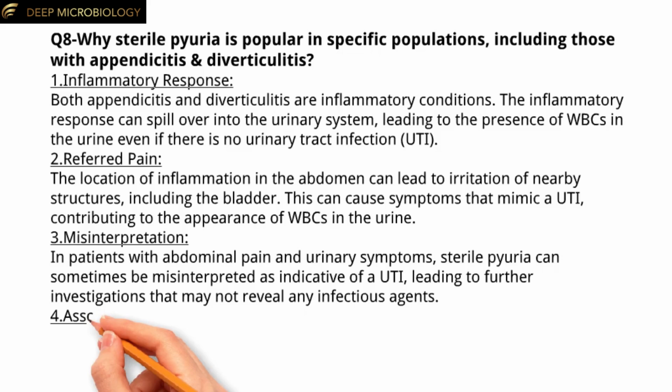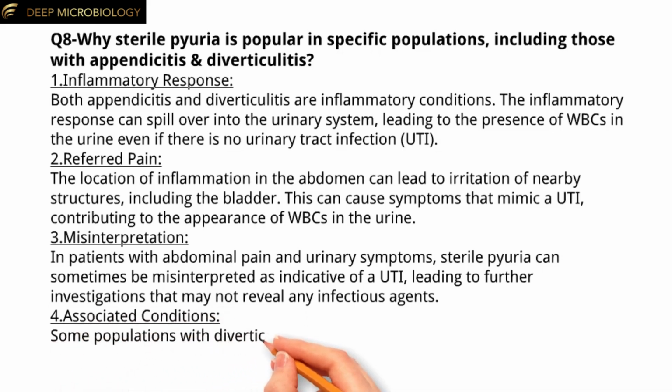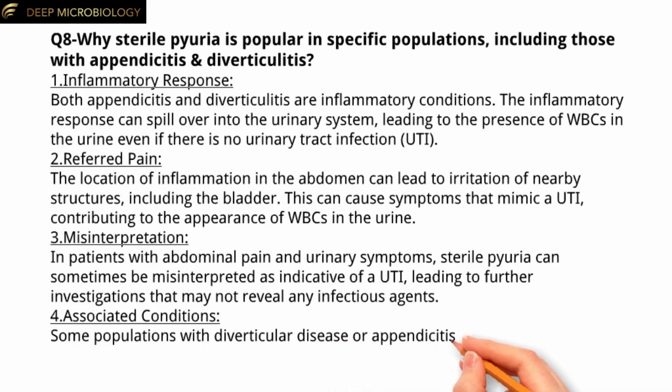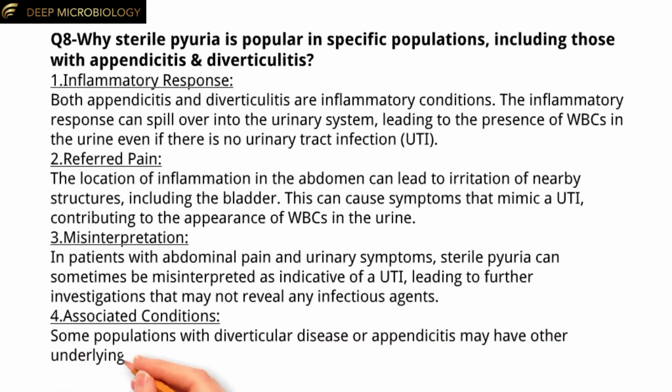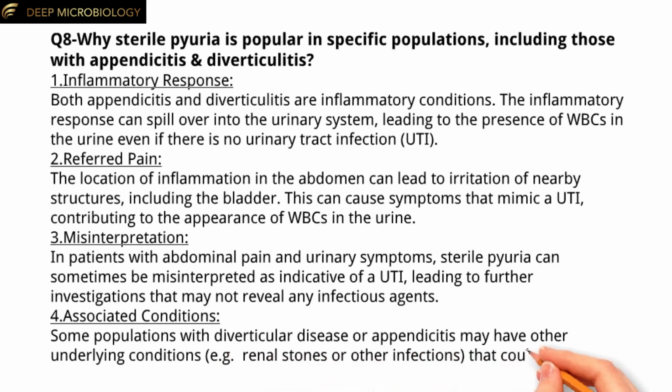4. Associated conditions. Some populations with diverticular disease or appendicitis may have other underlying conditions, for example renal stones or other infections, that could contribute to sterile pyuria.